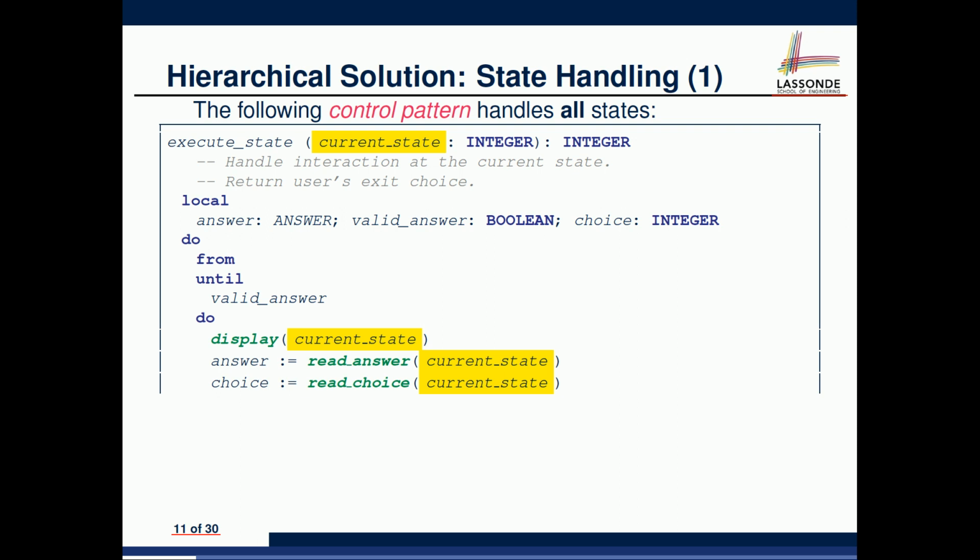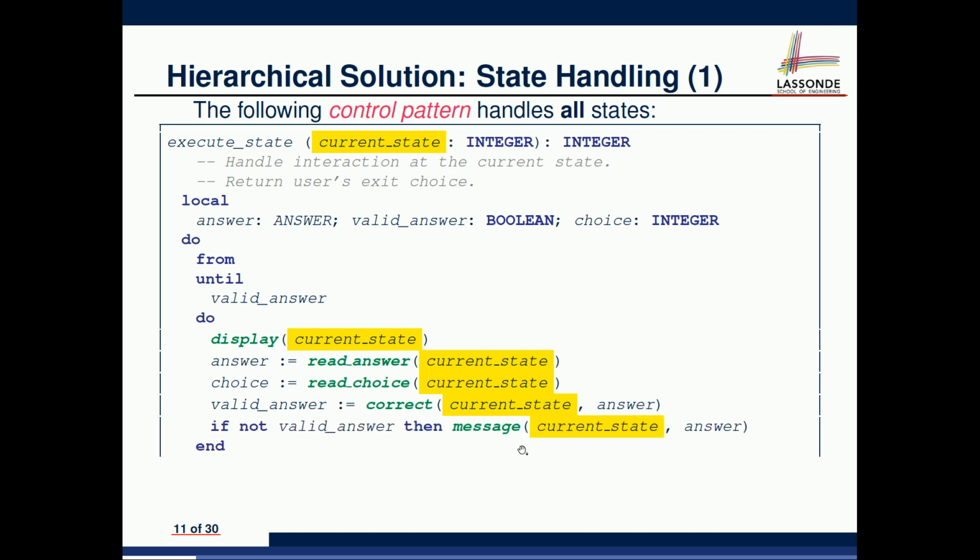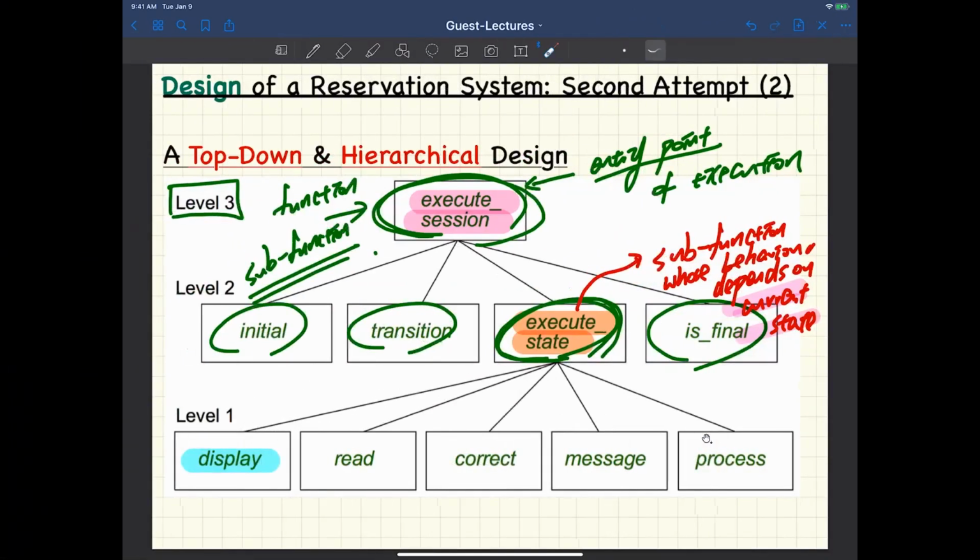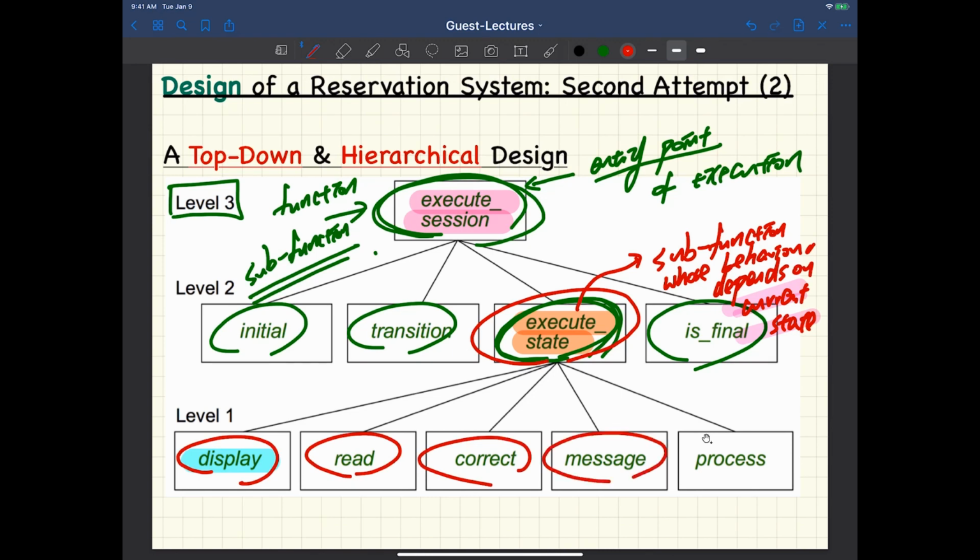That's why they are all taking the current state as a parameter. And then you're also going to validate, or correct, the answer. If not a valid answer, then you're going to give them some error message. So what we have said is about this particular sub-function, which I said is very crucial. Think about executeState itself. It is going to display, read, correct, which means validate, display an error message if necessary, and also process in order to go to the next state.